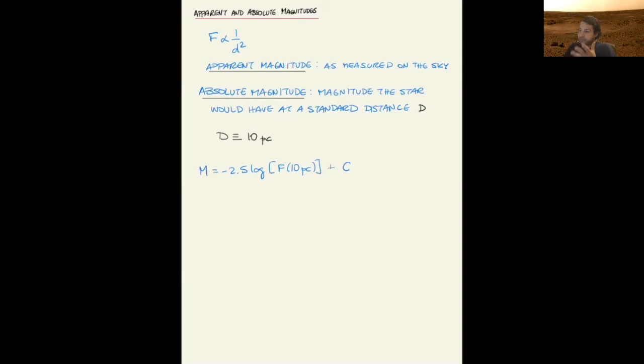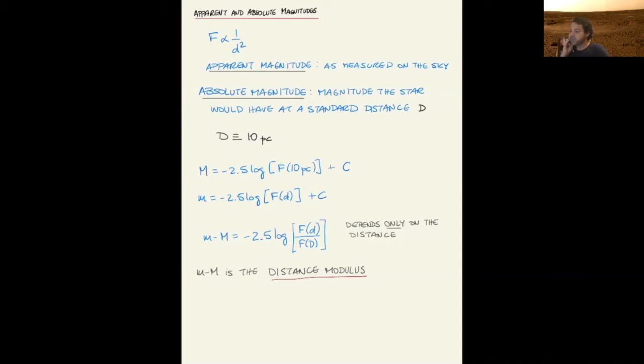Now, notice that the difference between the apparent and the absolute magnitude is given by little m minus big M. It's minus 2.5 times the log of the ratio of the fluxes. And this is a quantity that depends only on the distance. Because it is little m minus big M, the apparent magnitude minus the absolute magnitude is also called the distance modulus.